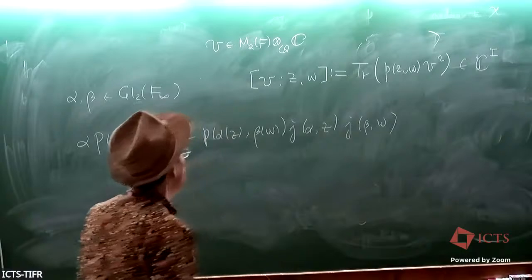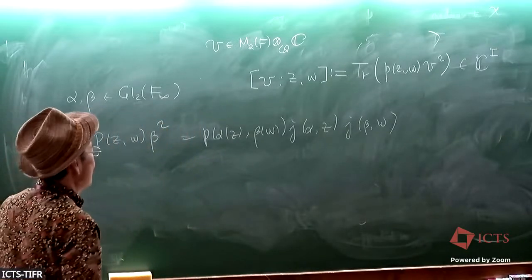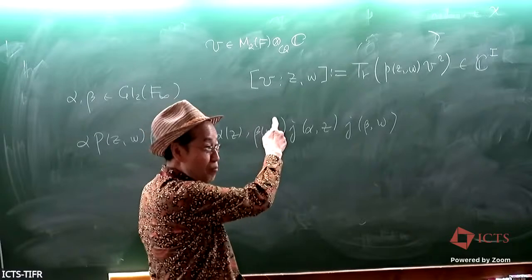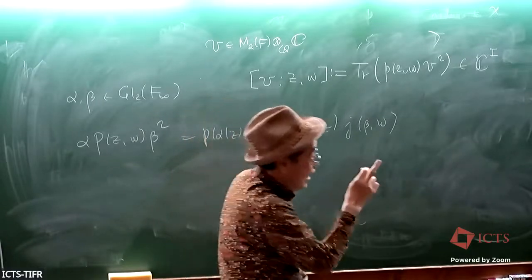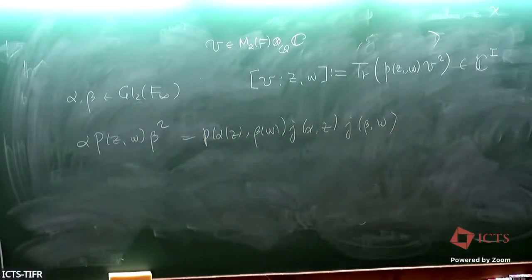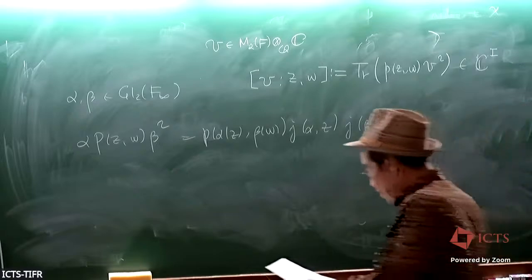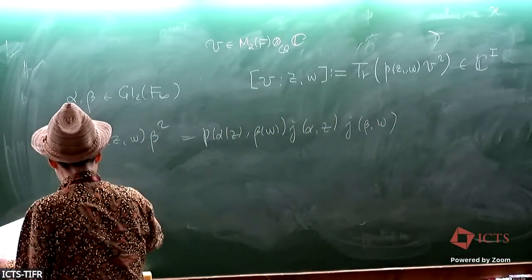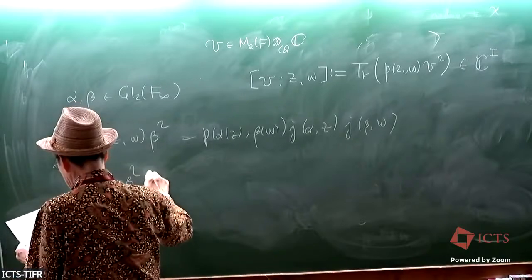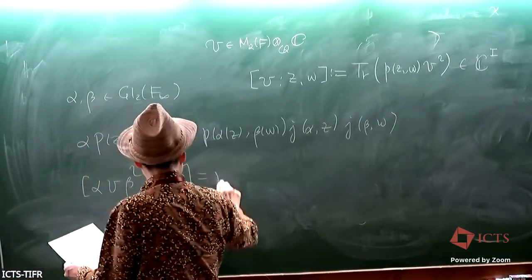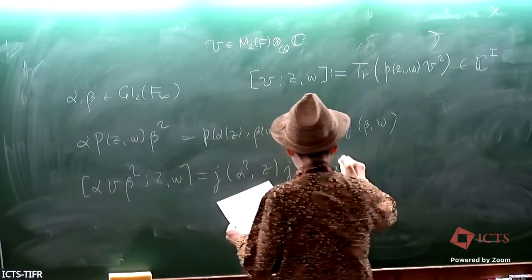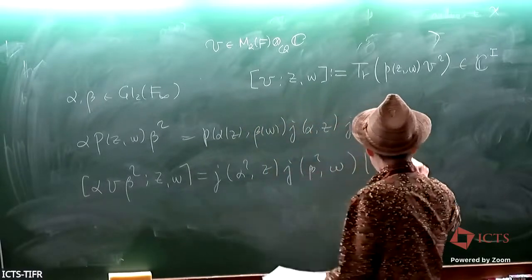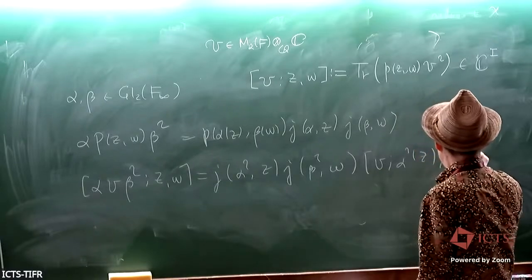Yeah? All right. Each component of this, or sigma component of this, is a degree 1 spherical harmonic of that quadratic space M2F with the determinant. And then by this formula, you can easily check alpha B beta iota ZW is J alpha iota Z, J beta iota W, V alpha iota Z, beta iota W.